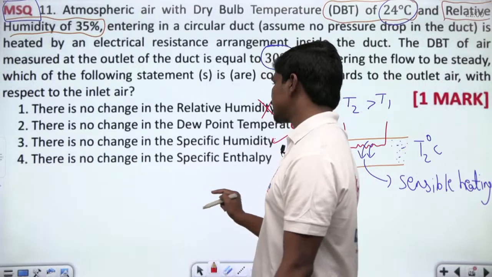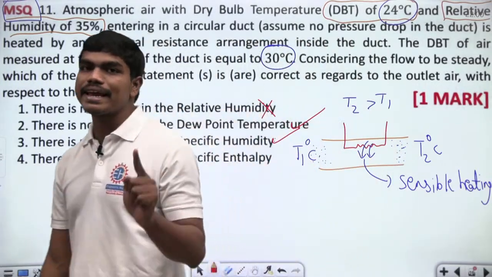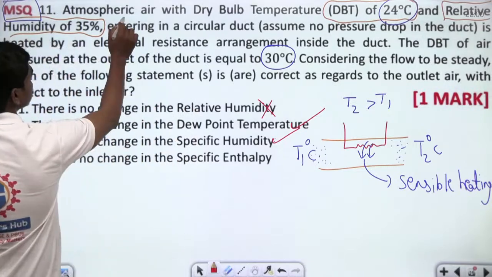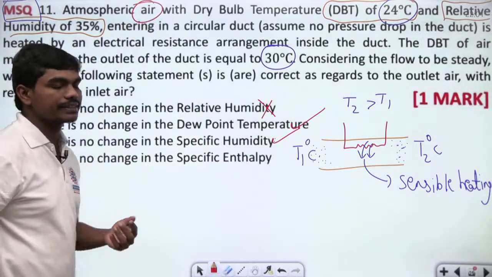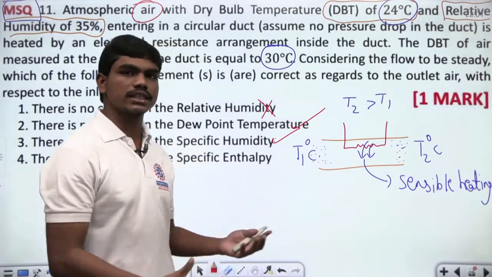Next, there is no change in the specific enthalpy. No, enthalpy increases, because the temperature of the air is increasing. So this is atmospheric air. In atmospheric air you have dry air plus water vapor, correct? And the enthalpies of both these things increase with temperature.